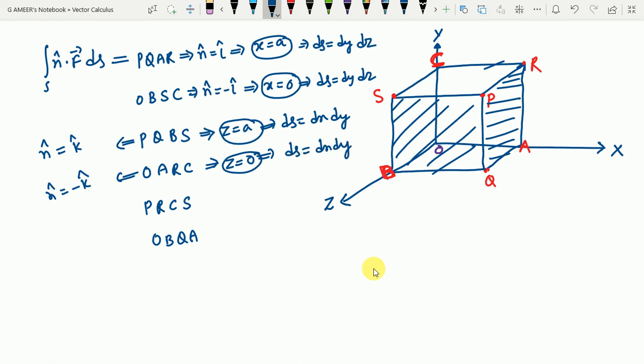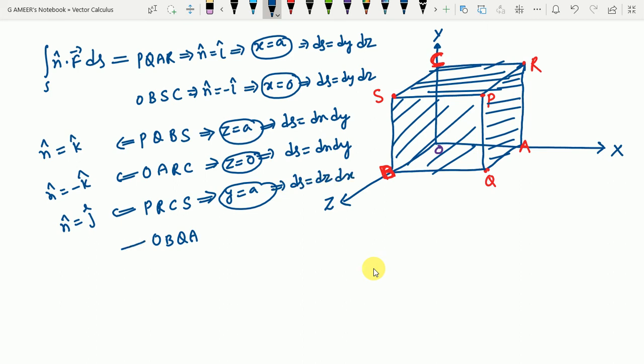So now go to the PRCS, this is the top plane. PRCS normal will be j cap. Then of course, it has y equal to a. Then ds will be dz dx. For the bottom, obviously n cap will be minus j cap. Then y will be 0 here. Then as usual ds is the same, ds is equal to dz dx.